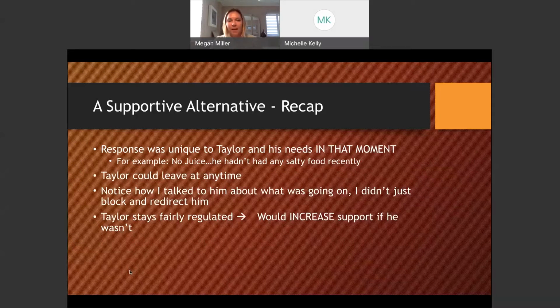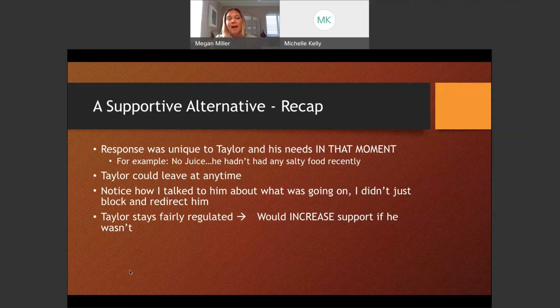Notice how when I did talk to him about what was going on, I didn't just block and redirect him. I did limit my language, especially in the middle towards the end there, because I was, again, in the moment, just trying to balance making sure to support him, but not get us off track of what we were focusing on doing. The other thing I like to point out about this video is he stays fairly regulated. He says no and he whines a little bit, but he doesn't start crying. He doesn't really get that upset.